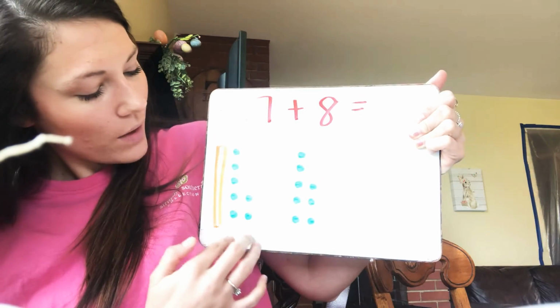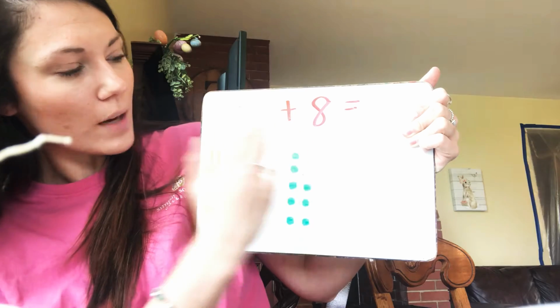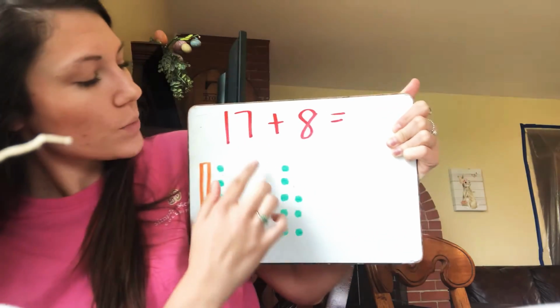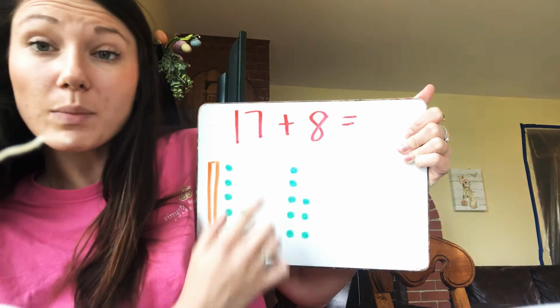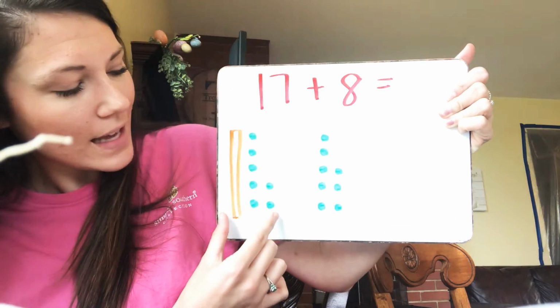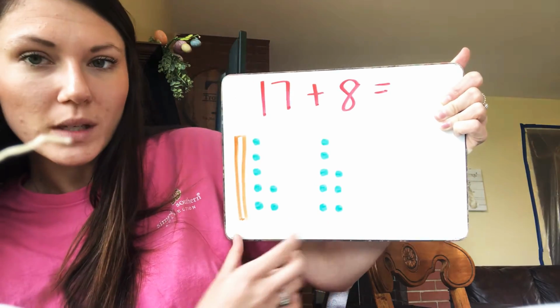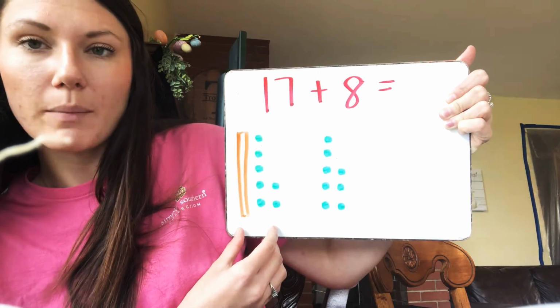All right, so now I need to make which number friendly? Well, you always want to start with the bigger number. So in this case, we're going to start with 17 because it's the bigger number, and we can visually see that here, right? There's a 10 here, and there's no 10 here. So we know automatically that 17 is the bigger number.